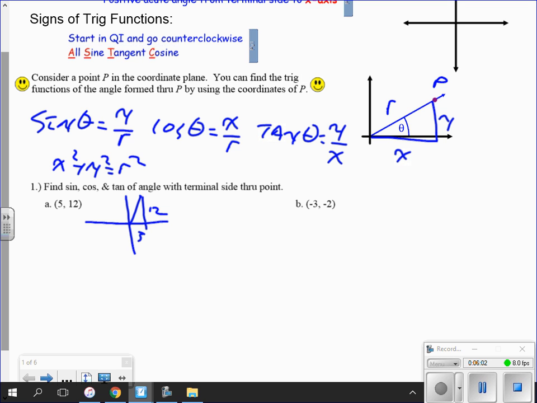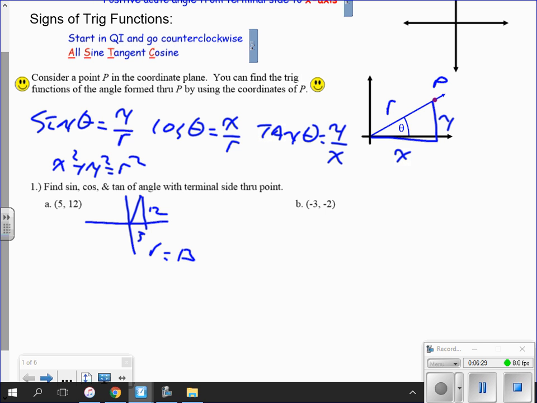What is my r? This is a Pythagorean triple. Just like the 3, 4, 5 right triangle, this is 5, 12, 13. Certain ones you should start to learn. 3, 4, 5, and all the multiples of that. 5, 12, 13 is also a very common one. So the radius on here, r, is 13.